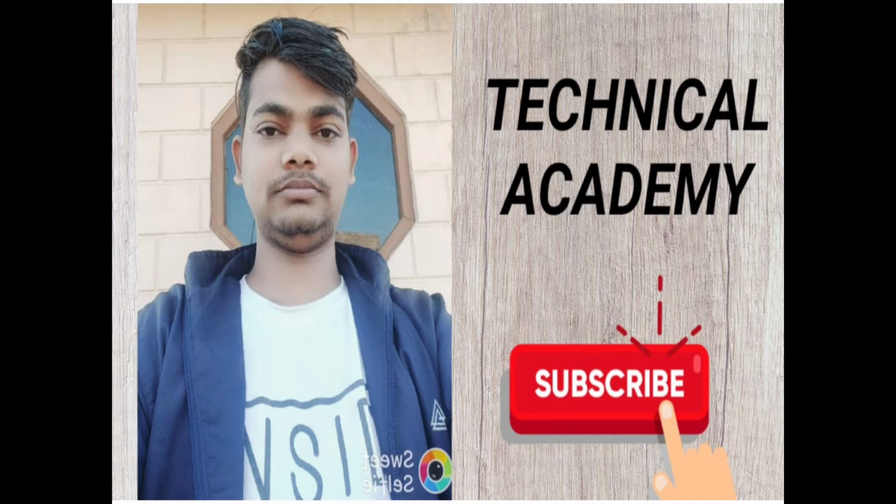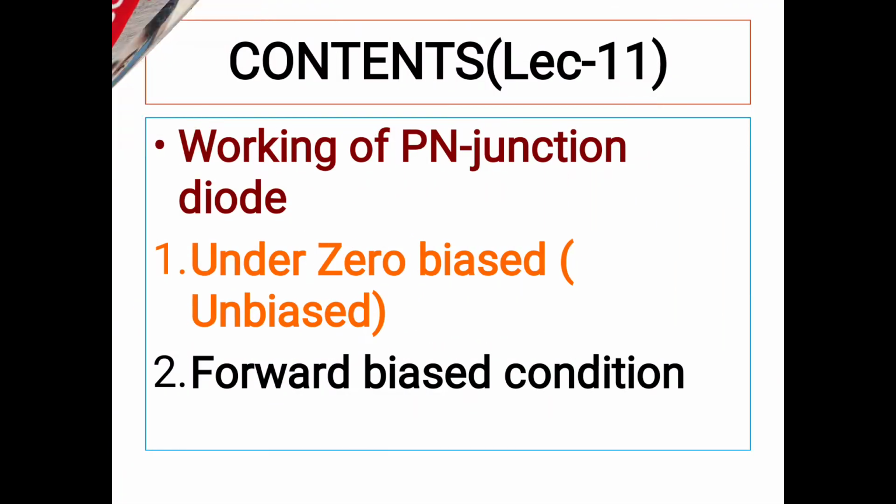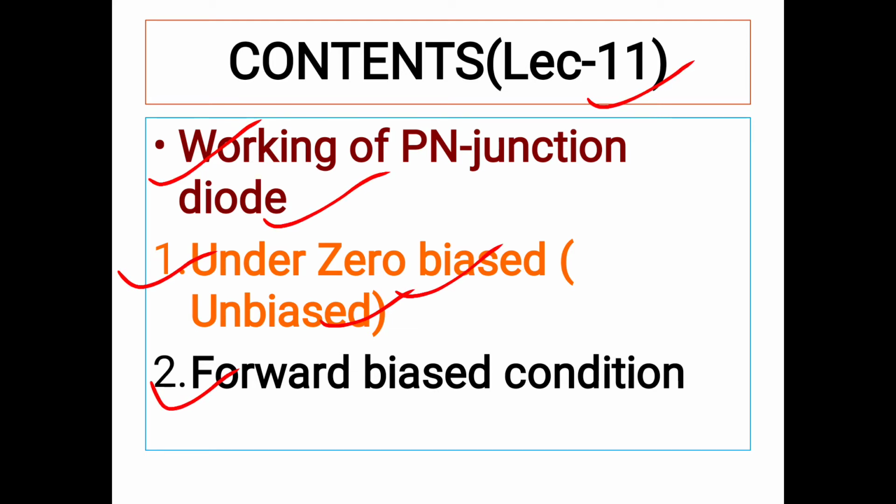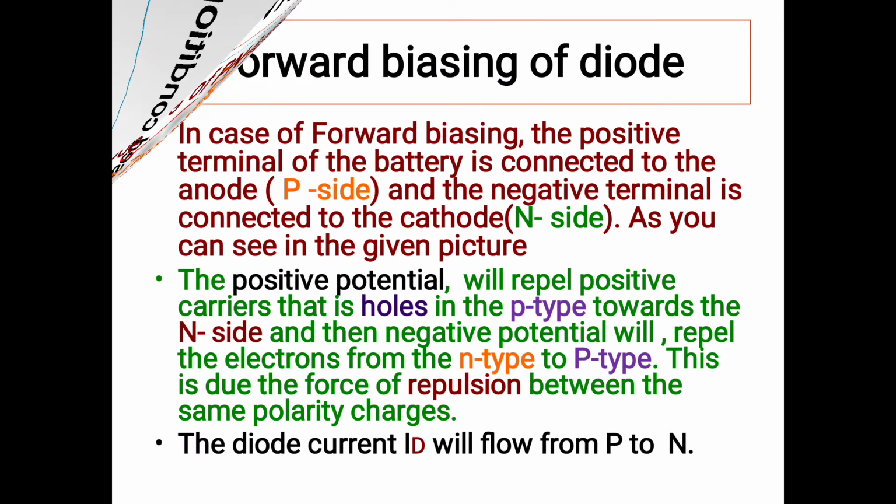In this presentation we are going to study the working of the PN junction diode under the forward biased condition. This is our lecture number 11. In the previous lecture, lecture number 10, we studied the working of the PN junction diode under the zero biased condition, or unbiased condition. So in this presentation we will study the forward biased condition. So let us start our presentation.